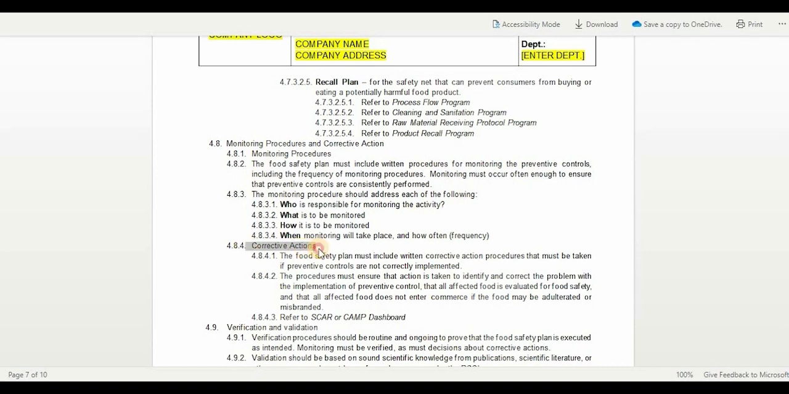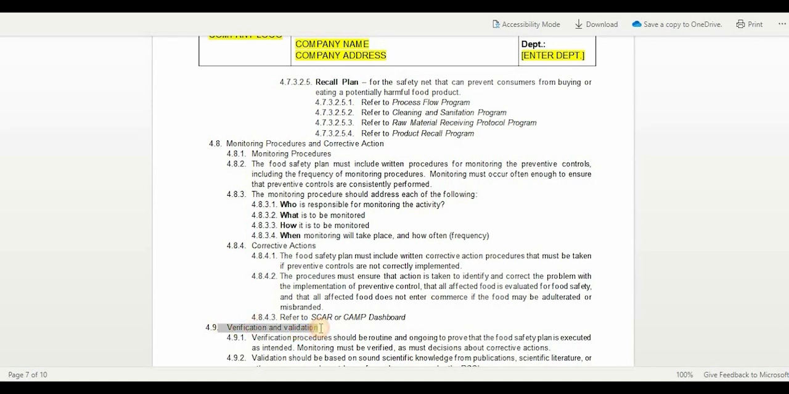And fourth is corrective actions. The food safety plan must include written corrective action procedures that must be taken if preventive controls are not correctly implemented. And the procedures must ensure that action is taken to identify and correct the problem with the implementation of preventive control, that all affected food is evaluated for food safety, and that all affected food does not enter commerce if the food may be adulterated or misbranded, which you may refer to SCAR or CAMP dashboard.